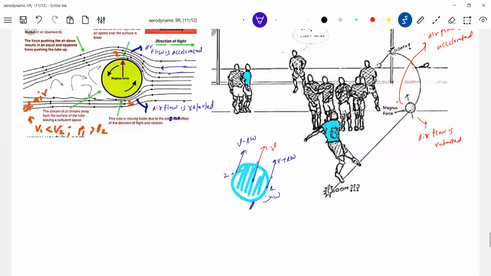So here, which pressure will be greater now? P1 here, P2 here. Definitely P1 will be greater than P2. So how will the Magnus force act? The Magnus force will act in this direction. Because of force and velocity, how will the trajectory of the ball be? This will be the trajectory of the ball.